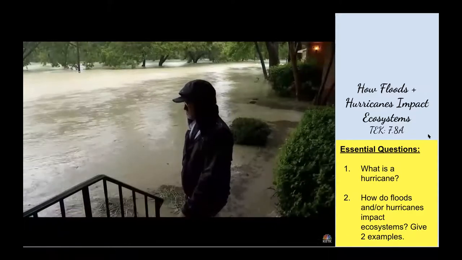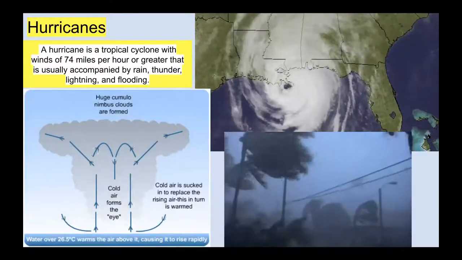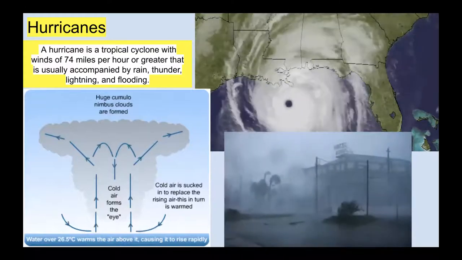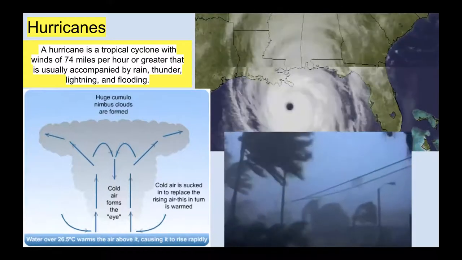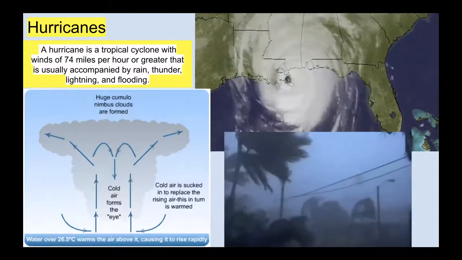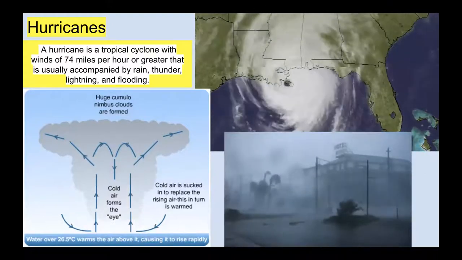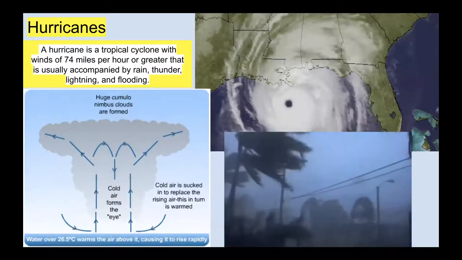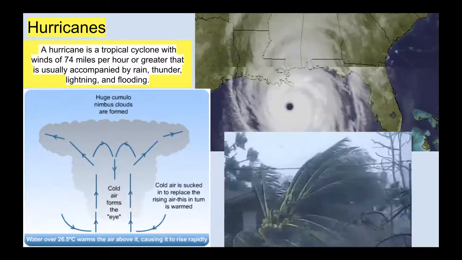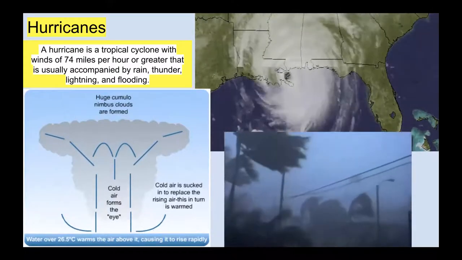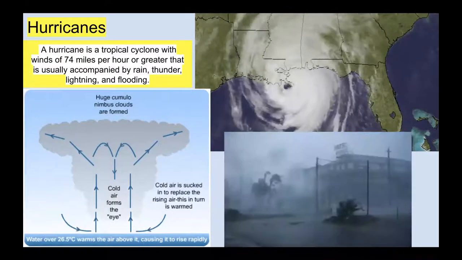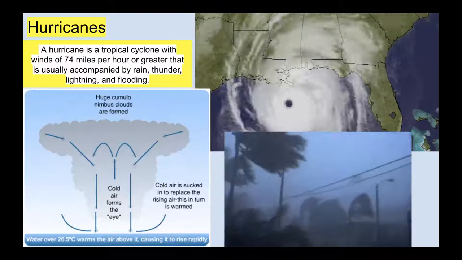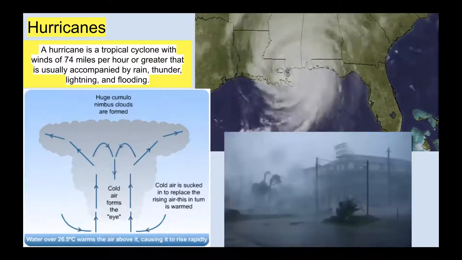In our next slide, we're going to start off first with hurricanes, and we're going to tie that into floods in just a second. A hurricane is a tropical cyclone with winds of 74 miles per hour or greater that is usually accompanied by rain, thunder, lightning, and flooding. Hurricane force is measured on the Saffir-Simpson wind scale, based on categories 1 to 5, with 5 being the max with the most damaging sustained winds.